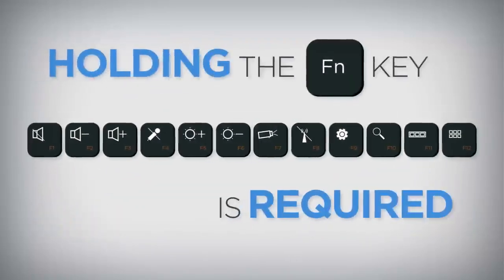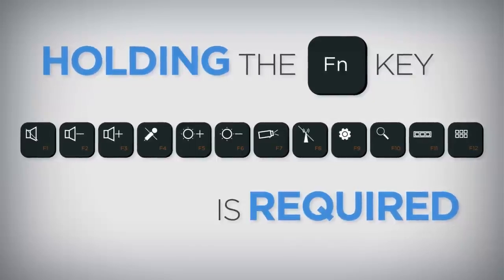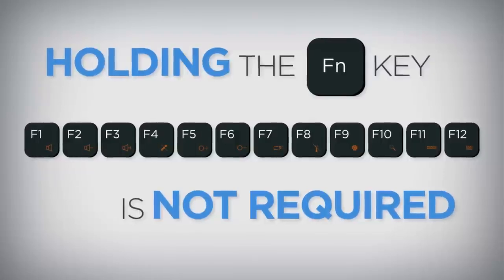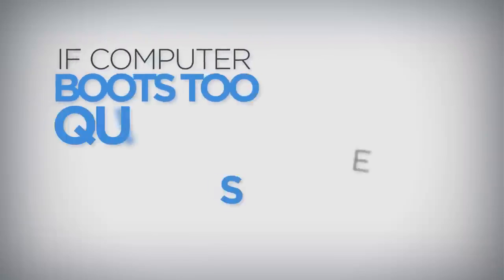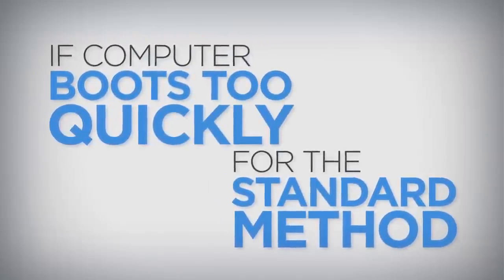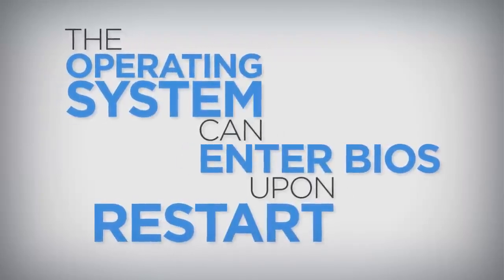If the color of F1 through F12 is orange or blue, then holding the FN key is required to enable the function keys. However, if the color of F1 through F12 on the keyboard is white, holding the FN key is not required. Sometimes the computer will boot too quickly to use the standard method for entering the BIOS setup utility. In this case, the operating system can be configured to enter BIOS upon restart.